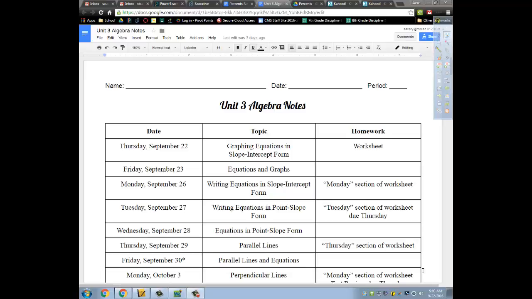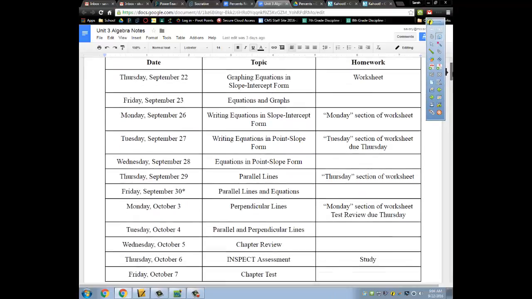Today's notes, starting off this chapter, should be review. We talked about it a bit last chapter, and you also talked about it last year with Mrs. Diggs. So we're going to be putting equations into slope-intercept form and graphing it and writing the equations. So first of all, here is the schedule for the chapter.